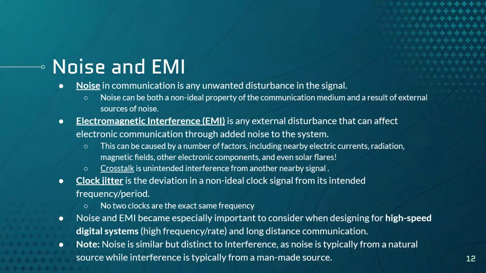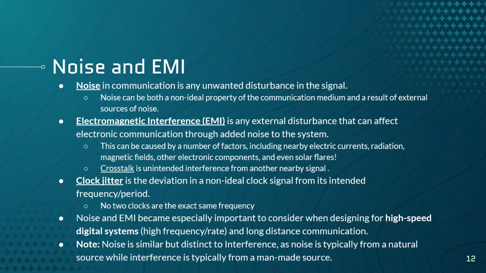Noise and EMI. One of the big things, especially when we get into the security implications of this, is noise and interference. Noise in communication is any unwanted disturbance. This could come from a property of the actual channel you're working with. For example, with Wi-Fi, the noise could come from any of the other radio signals in the air interacting with that Wi-Fi signal. Or it could be some external source of noise.